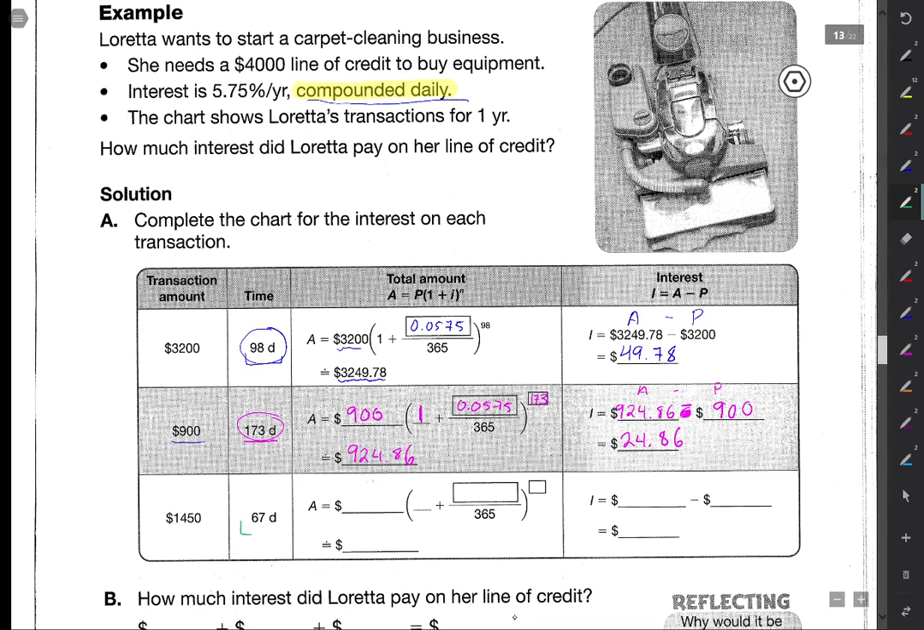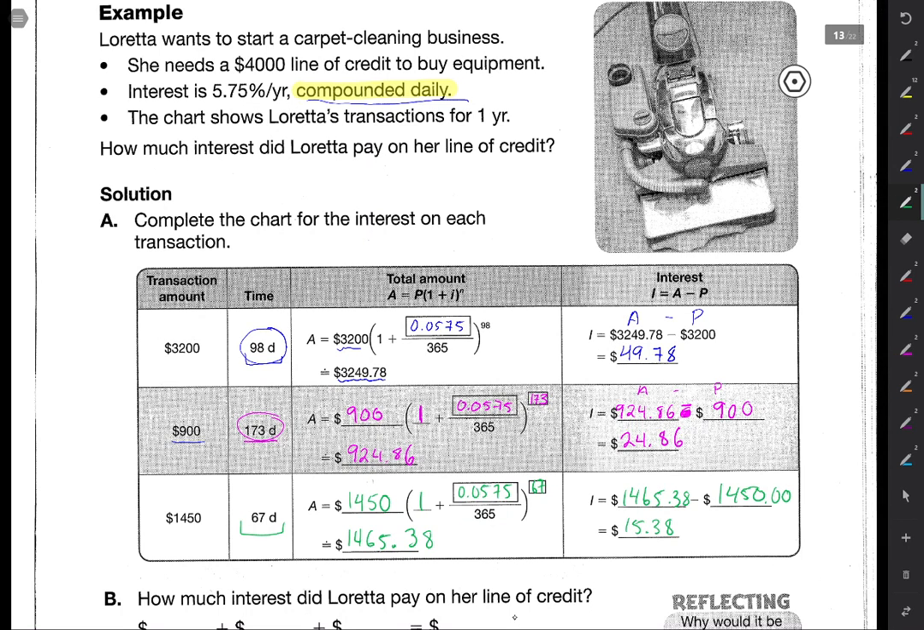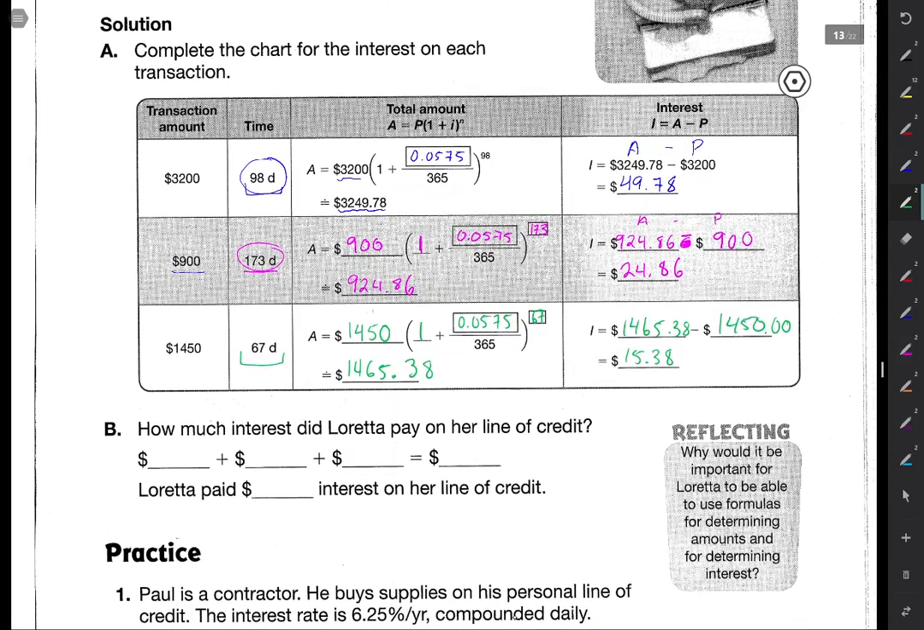And then finally, for our last transaction, we have $1,450 and she paid that back in 67 days. So I'm just going to plug in these values right here. We have 1,450 as the principal amount. The 1 goes here. The interest rate goes up here once again. And this time it was for 67 days or compounded 67 times. And if you plug that into your calculator, you should get $1,465.38. And then I'll quickly do the interest calculation. So for the last one, the interest should be $15.38.